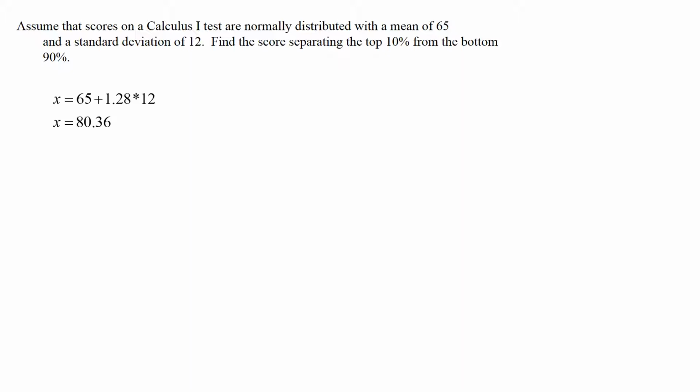The area closest to 0.90 is 0.8997. The z-score corresponding to the area is 1.28. X equals 65 plus 1.28 times 12. The answer is 80.36. You normally score a whole number on a test, so I would need to round my answer to 81.